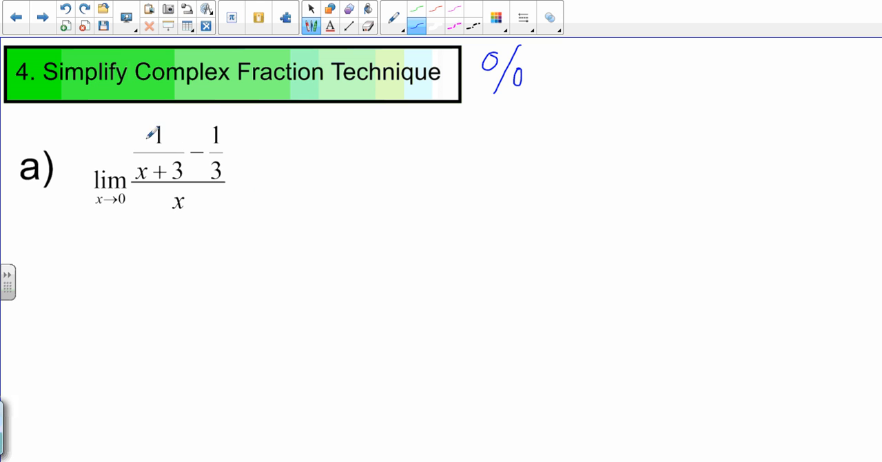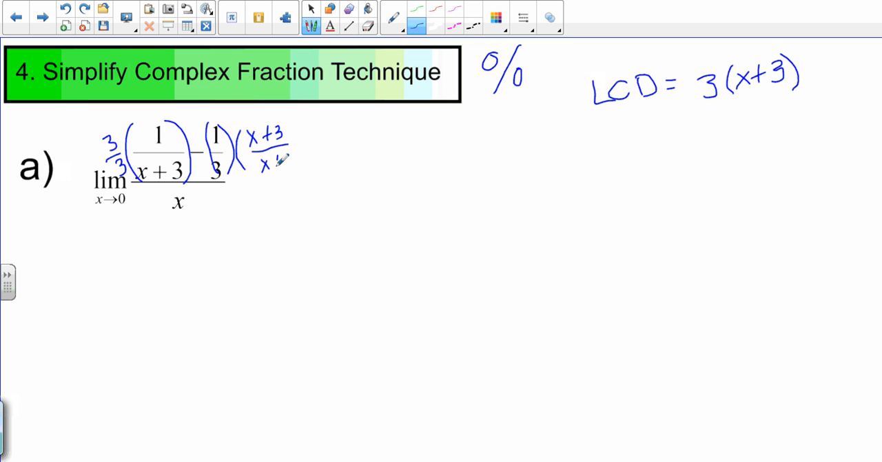What I need to do, I would love to make this upper one one fraction. How do I join them together? Well, by finding the lowest common denominator, and I would say the lowest common denominator for this would be 3 times x plus 3. So that's what I need to make. Let's multiply this first fraction by 3 over 3. And let's take this fraction and multiply it by x plus 3 over x plus 3.